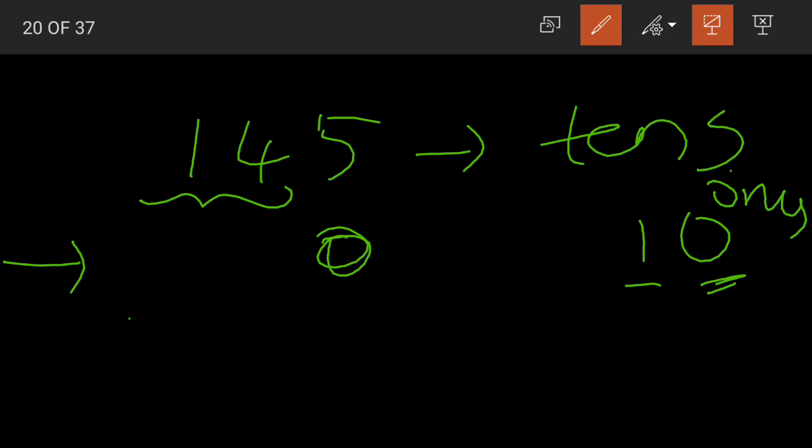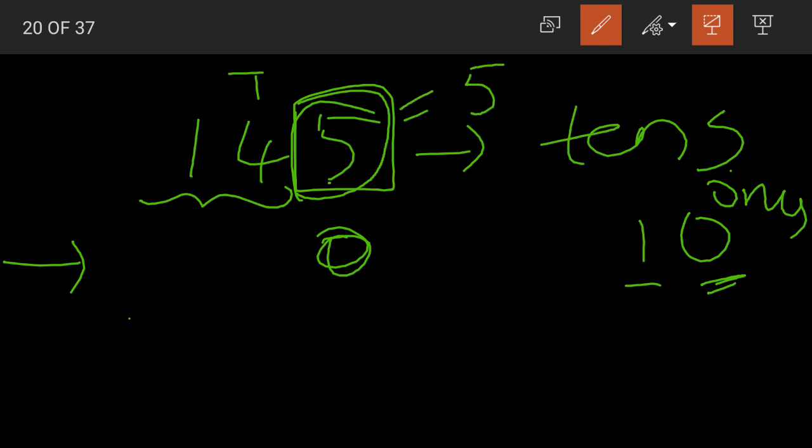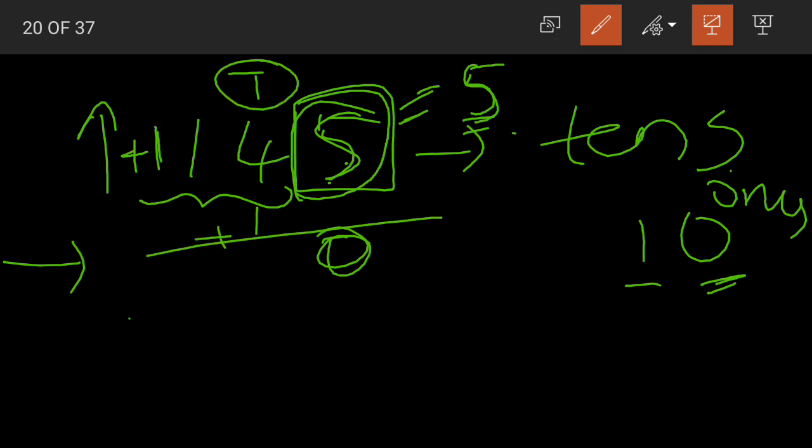See, we are estimating to the nearest tens, yes or no? So we look at the digit in the ones place. This is equal to 5. That means we need to round up. That means that we need to add 1 to the digit in tens place. We are rounding off to tens.